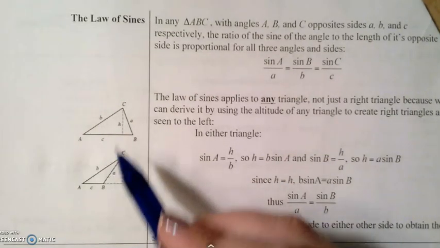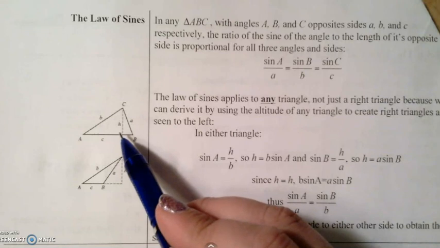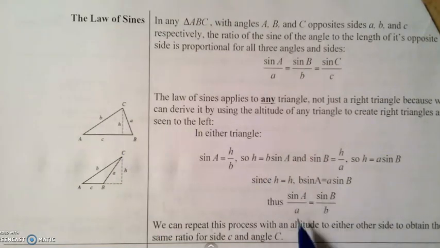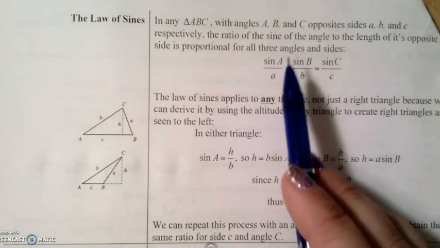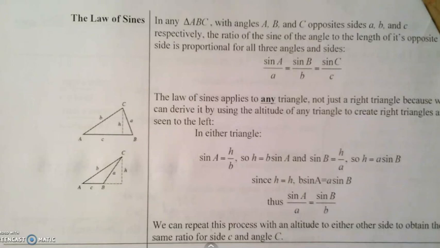Okay, now if we draw our altitude on another side, we can set up this same exact process to see the proportion with the sine of c divided by c. So we get this ratio for all three sides and angles of the triangle. Let's go ahead and apply it.